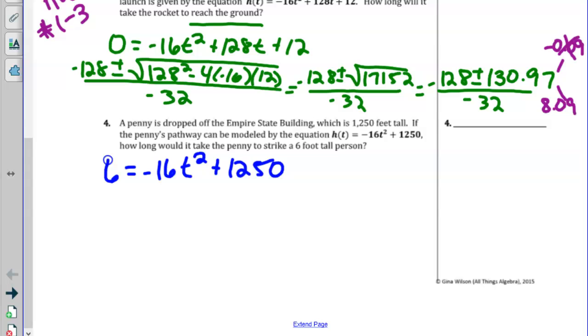Notice there's no middle terms. What would be an easy way to solve this one? Square root method, absolutely. So if they don't give you a middle term, which means there is no initial velocity, they just dropped it, then all we have to do is use the square root method by subtracting 1,250. What is 6 minus 1,250? 1,244. Very good.